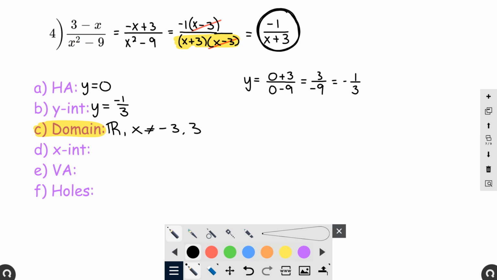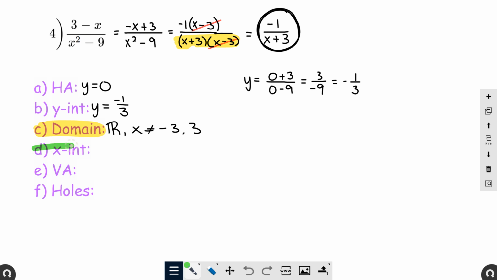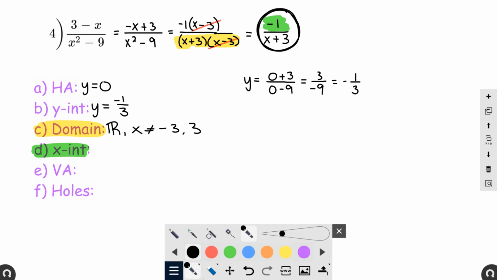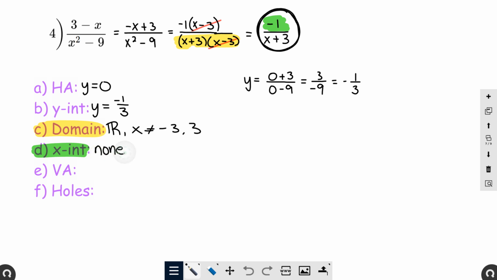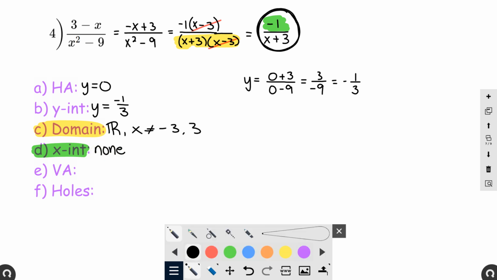All right, then next we have x-intercept. Where do we look for x-intercept? Simplified, so that's that final part, and looking at the top or the bottom? It's the top. It says simplified numerator. Is there an x in my simplified numerator? No. So what do I say for x-intercept? None. If the x is gone, can't do anything.